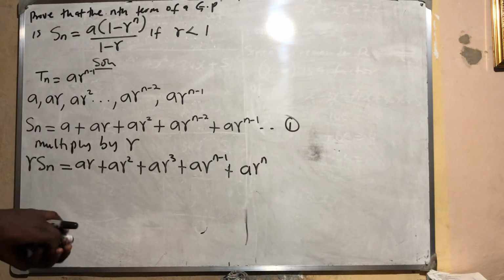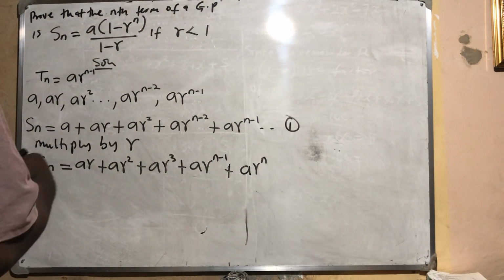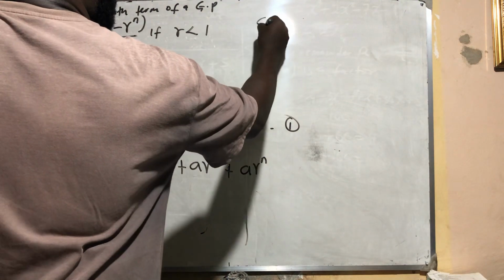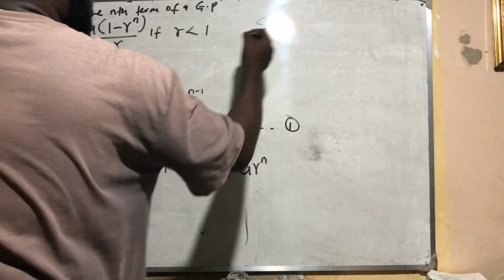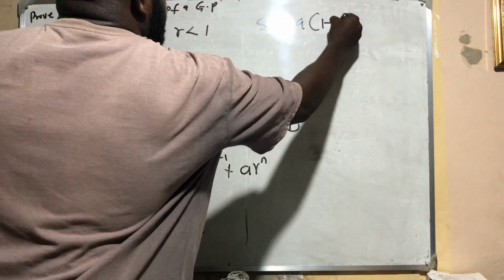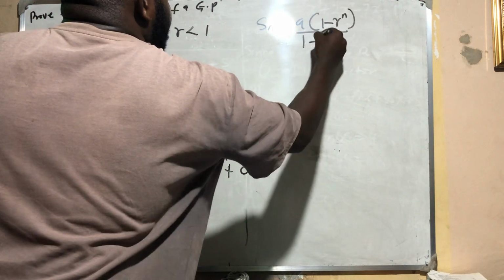In the formula they gave me, don't forget that the formula of a geometric sequence is 2. The first one is what? Sum of a geometric sequence is what? The first one is what? A in bracket of 1 minus R raised power n all over 1 minus R.